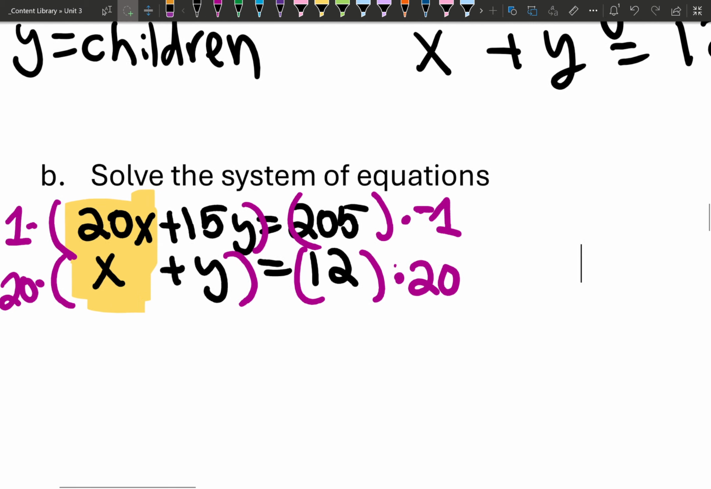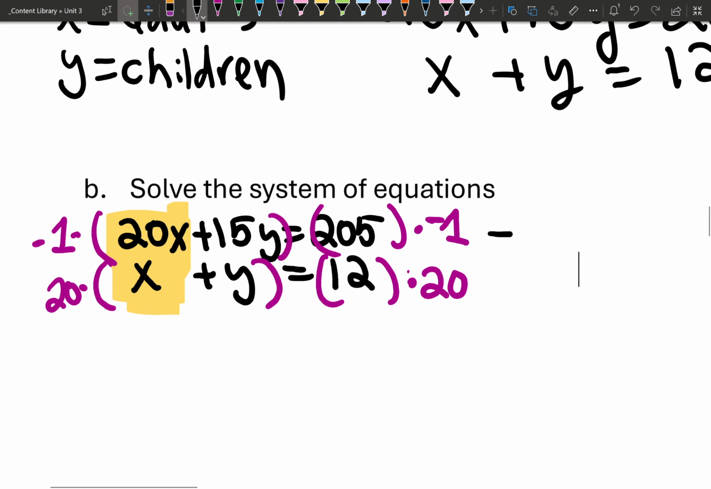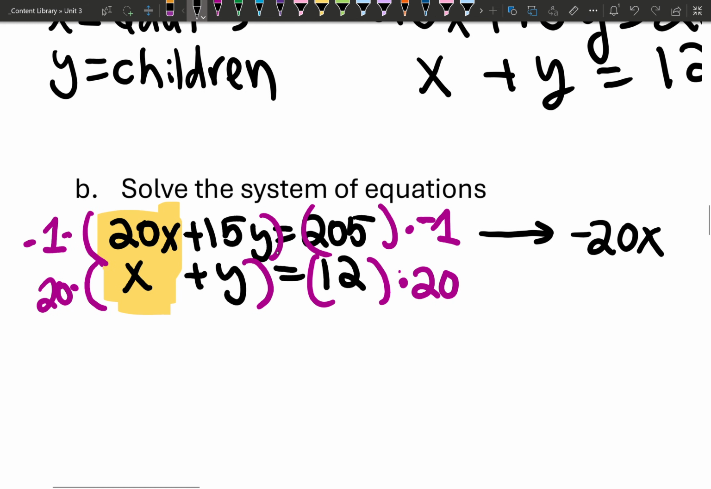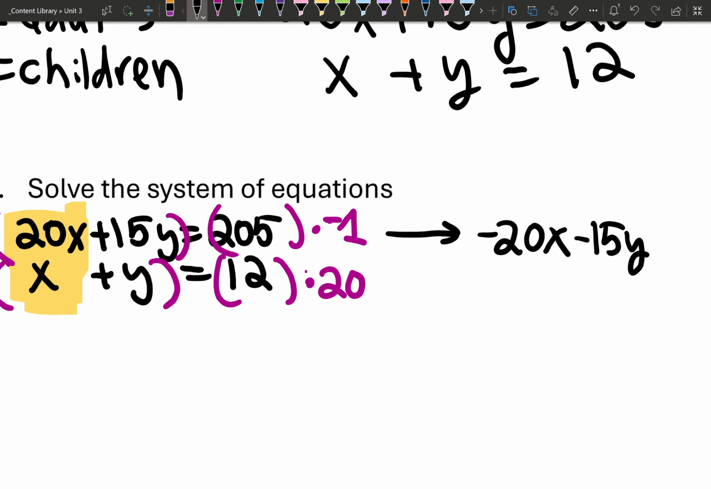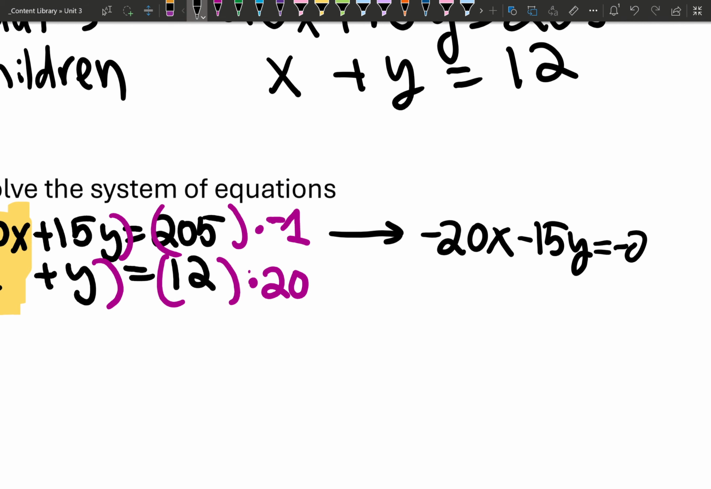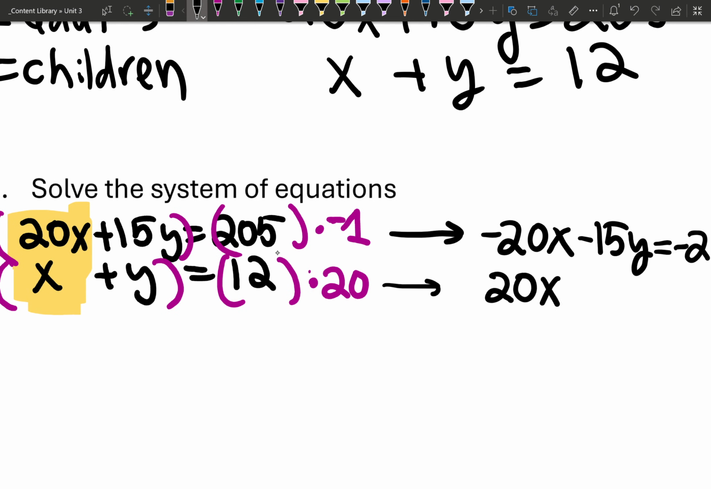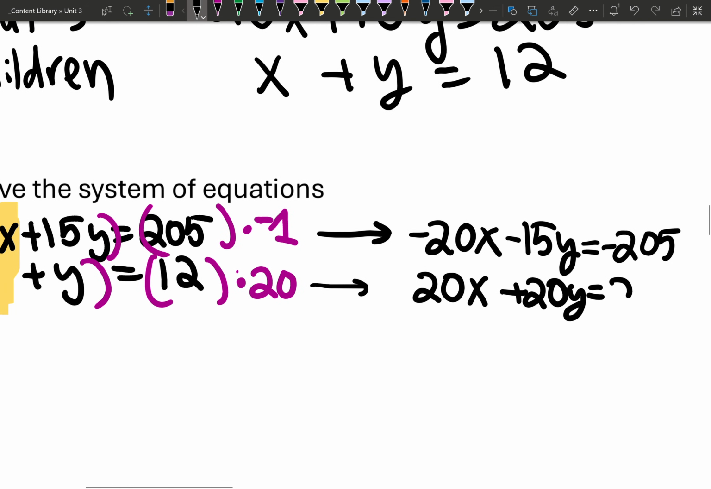Okay, so let's multiply and see our two new equations. -1 times 20x is -20x. -1 times 15y is -15y. And -1 times 205 is -205. 20 times x is 20x. 20 times y is 20y. And 20 times 12 is 240.